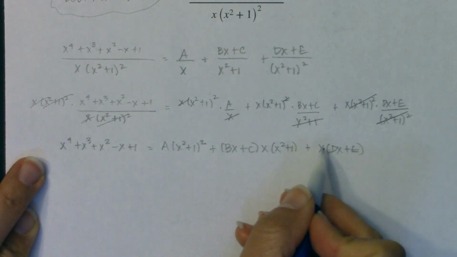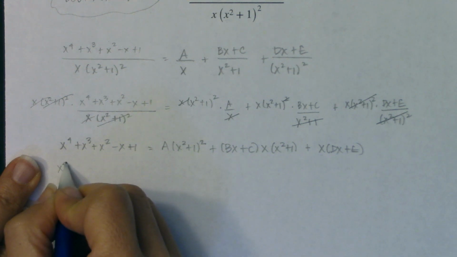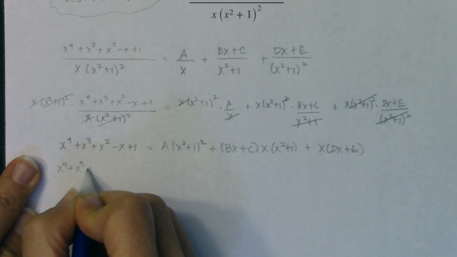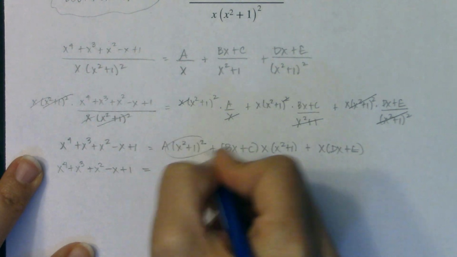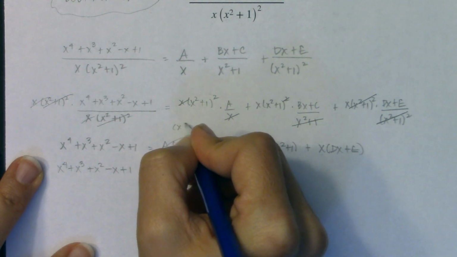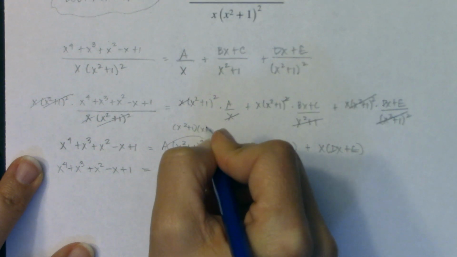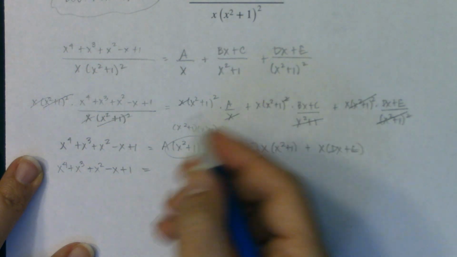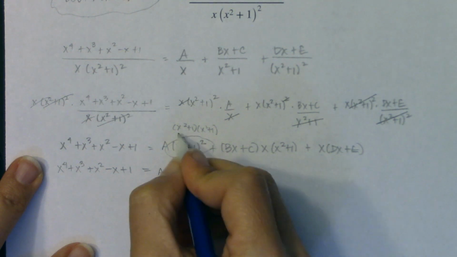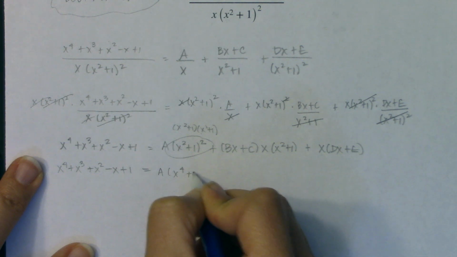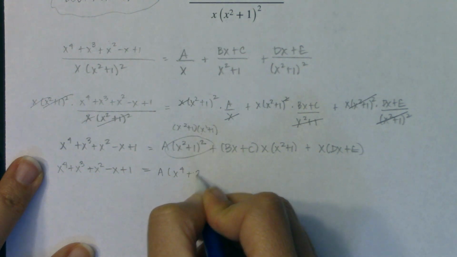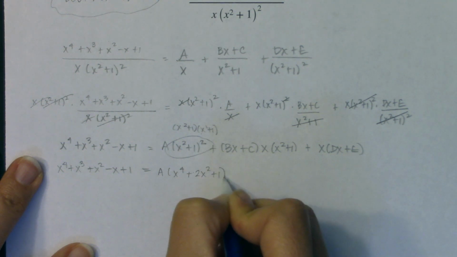So that means I've got to multiply all of this out. So x to the fourth plus x cubed plus x squared minus x plus 1. All right, so imagine this term, x squared plus 1 squared. That's x squared plus 1 times x squared plus 1. So I'm ultimately going to have A times, if I FOIL this, x to the fourth. Outer is x squared, inner is x squared, so I have 2x squared plus a 1.